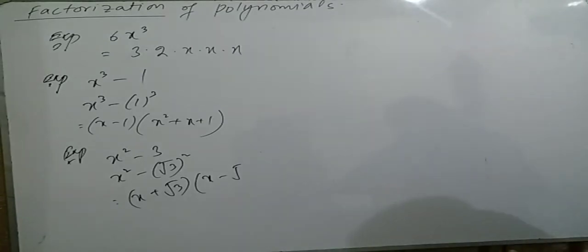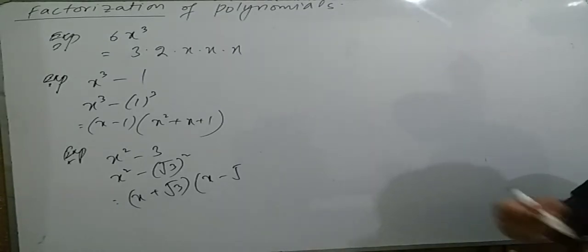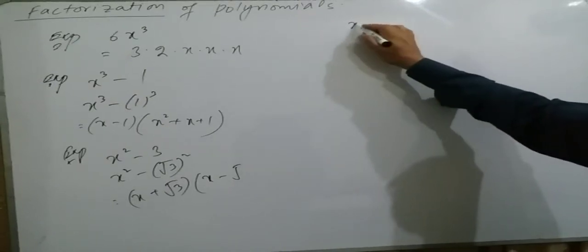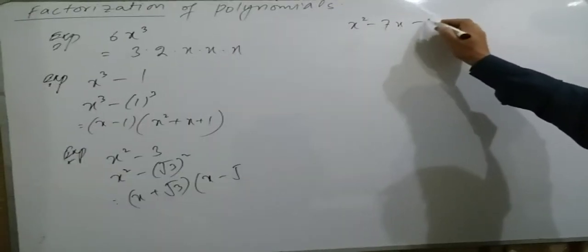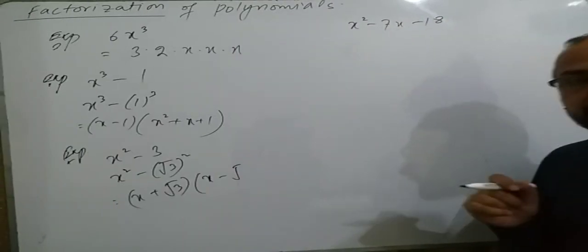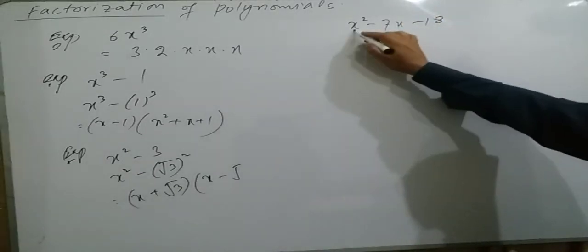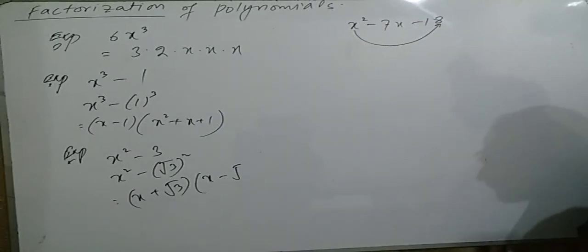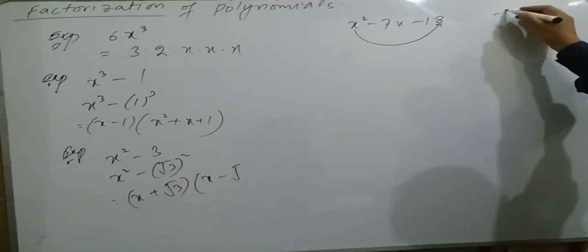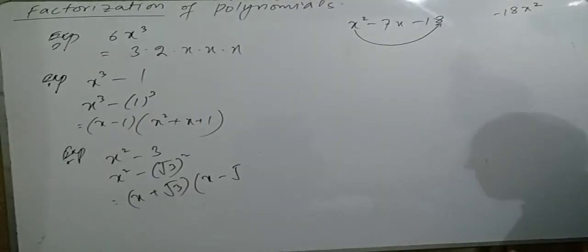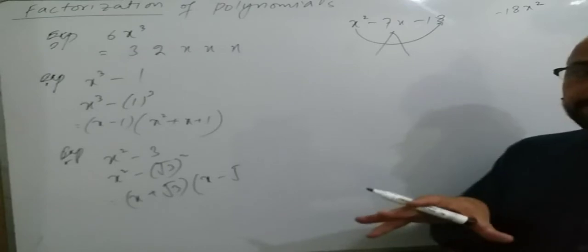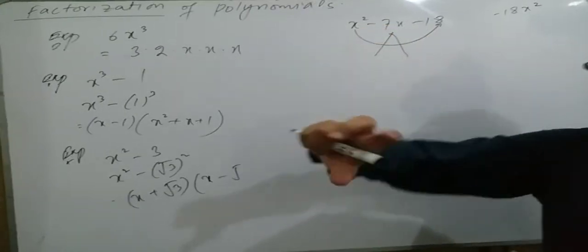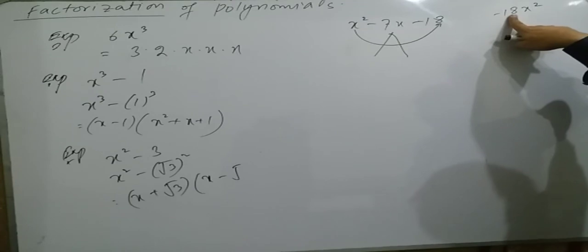If we need to make the factors of trinomials, for that purpose you have to understand that if three terms are given, suppose we have x square minus 7x minus 18, and we need to make the factors, the method is very simple. Multiply the first term with the last term, x square with the constant, and write here minus 18x squared. Make two parts of the midterm. The addition or subtraction of those parts should give you the midterm, and the multiplication of those parts should give you minus 18x squared.